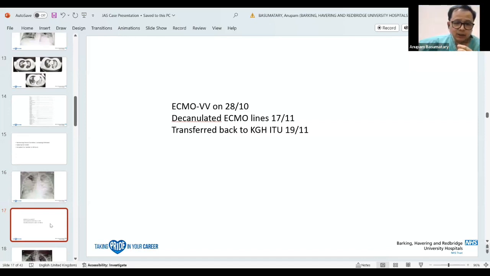He was kept on ECMO for quite a long time, I think almost about a week. Then eventually his ECMO lines were taken off. That is almost about after 10 days. He had a tracheostomy done as well before coming back to our unit. So eventually he was transferred to our hospital.